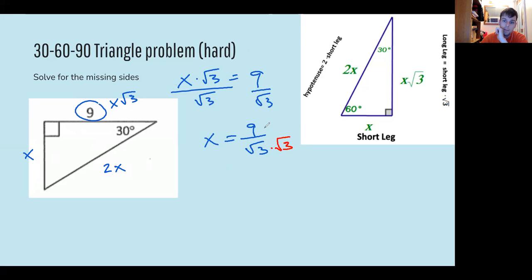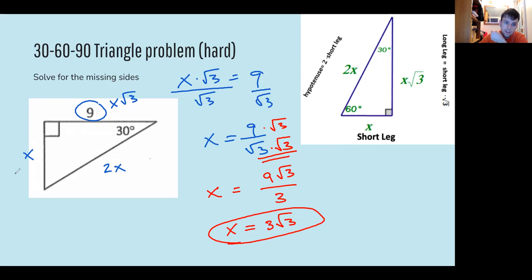I multiply the bottom and the top by that radical. Square root of 3 times square root of 3 becomes the square root of 9, which is 3. So we end up with 3 on the bottom. And then on the top, we can't really do anything with that. Just put those together. 9 is evenly divisible by 3, so we actually end up getting that x is equal to 3 square root 3. That's great. That's our short side. And this side is 2 times that, which is 6 root 3, right? 2 times 3 is 6, so we get 6 root 3.